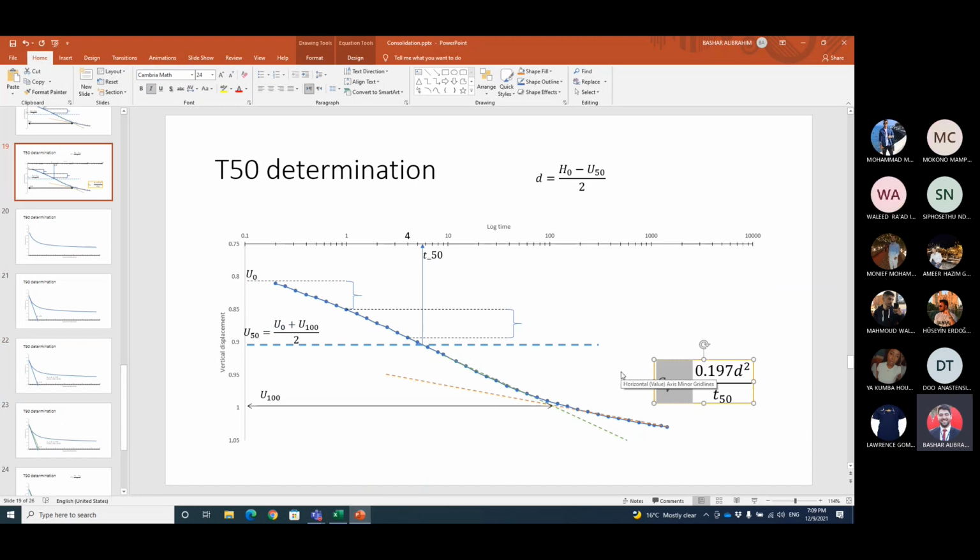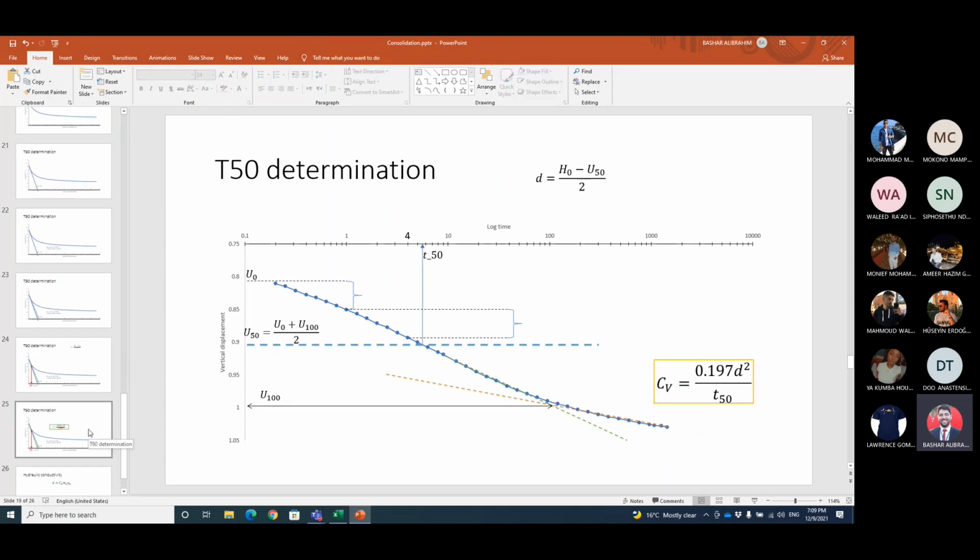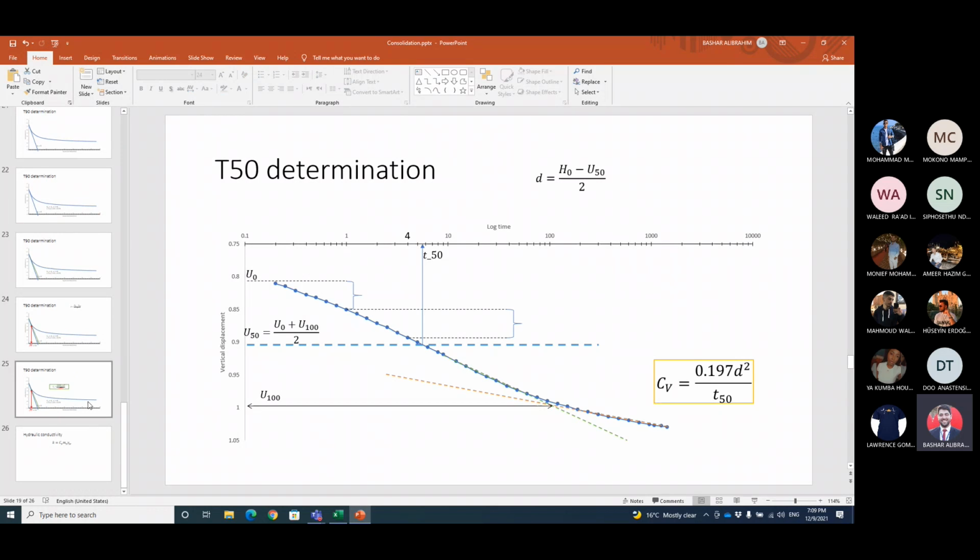So in theory, they need to be identical. They need to be similar, but because they are empirical methods and they depend on your judgment, they might yield different answers. Okay? So don't worry if they are different. It is completely normal. But both methods give you the same thing. So the CV that you got from T50 should be the same as the CV that you got from T90. So don't worry about that.